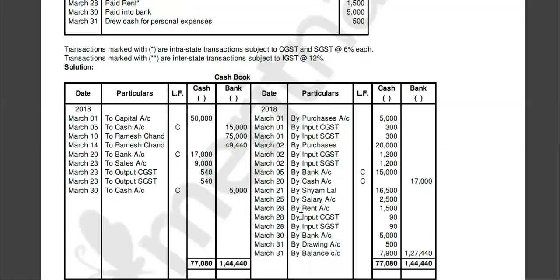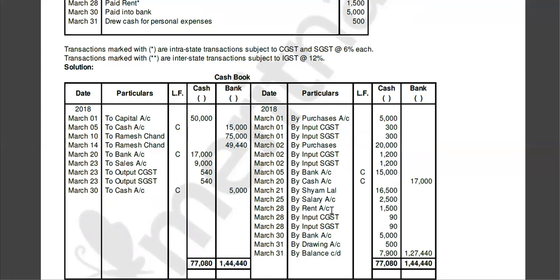By salary 2,500. The same way rent paid 1,500. Rent paid 1,500, rent account debit to cash account. Cash playing credit role, the same way. By rent 1,500. Paid into bank 5,000.